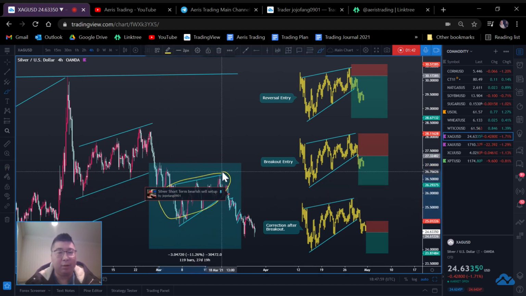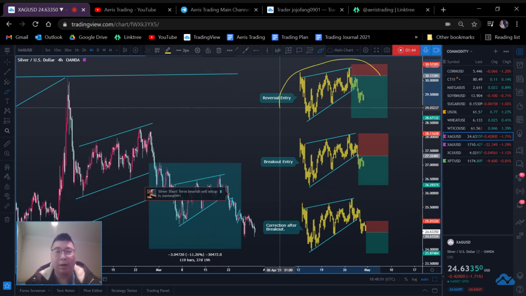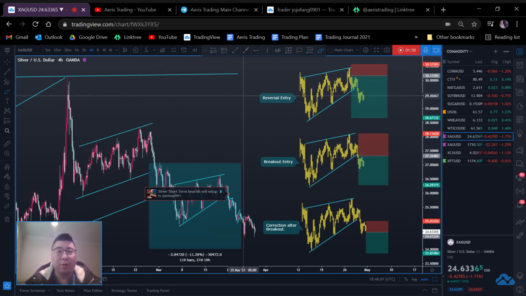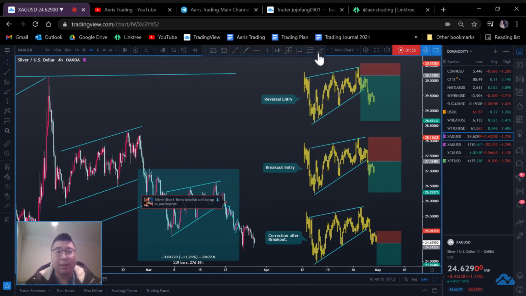So in this example here in silver, you can see that there is a continuation correction in the making. I'm outlining the three different entries that I can capitalize on in an impulsive move. The first entry is what I call a reversal entry. A reversal entry is what I call high risk, high reward, because there's no more confirmation that the correction is finished.